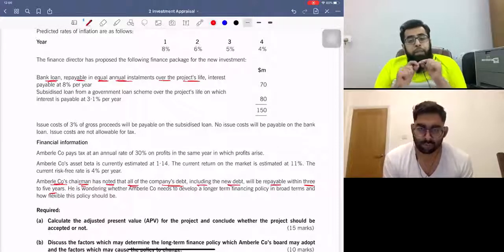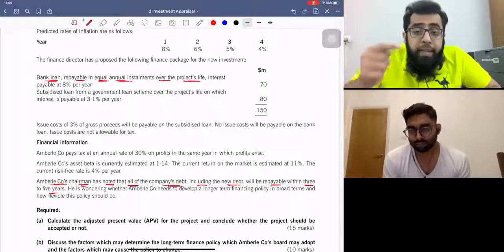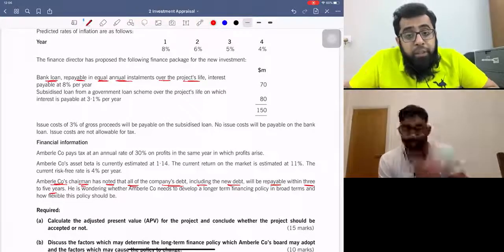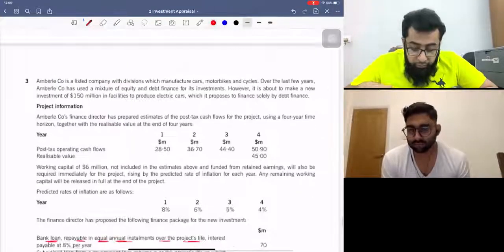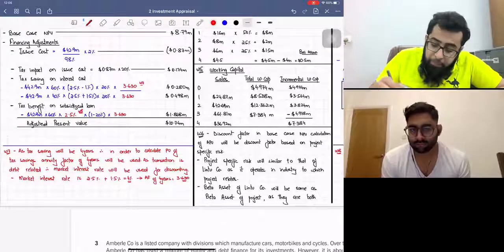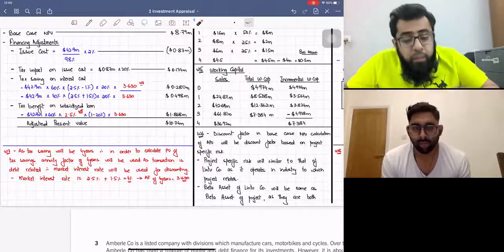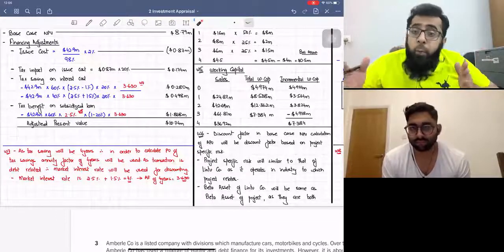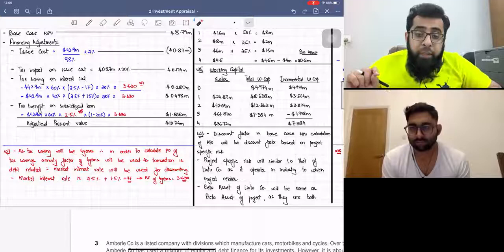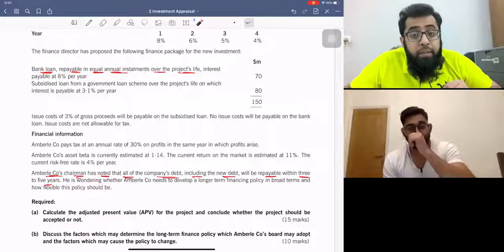Now, the problem in this question is that the loan will be repaid in annual installments, which means that at the end of every year, the loan balance will change. And due to that, the amount of interest will change. In normal questions, we simply take the loan amount and multiply it with one interest rate. We assume that the loan will be paid at the end of the project, so the loan balance remains the same throughout the project life. But in Embreely company, the loan balance will decline every year because you will make annual installments.